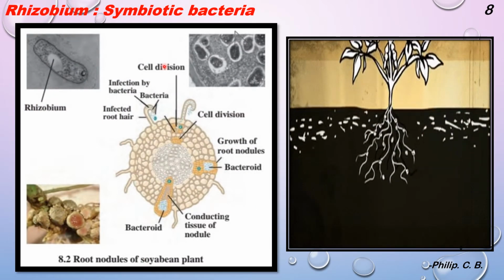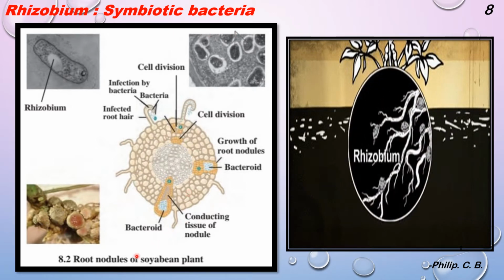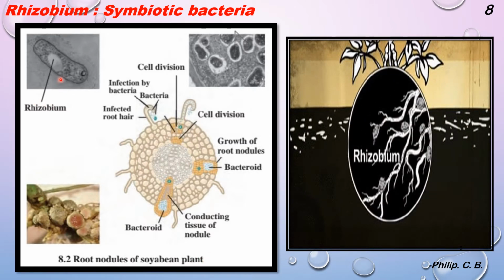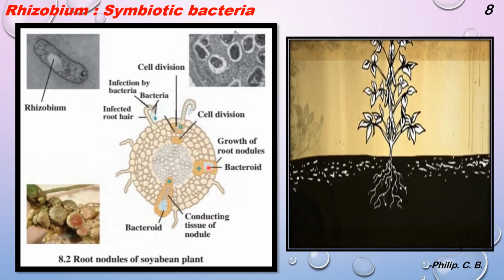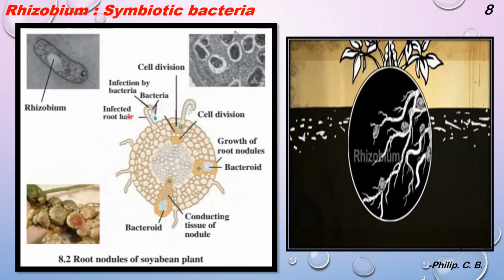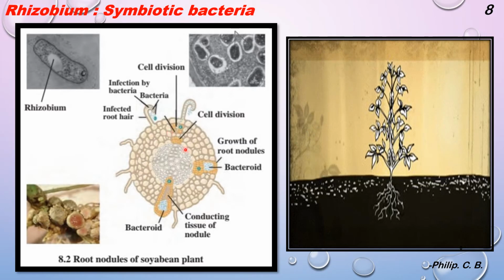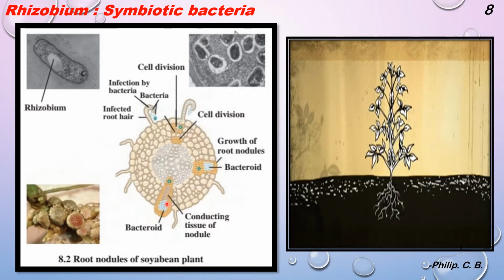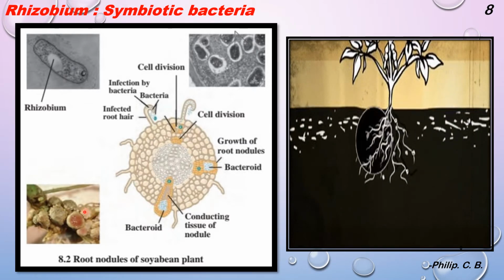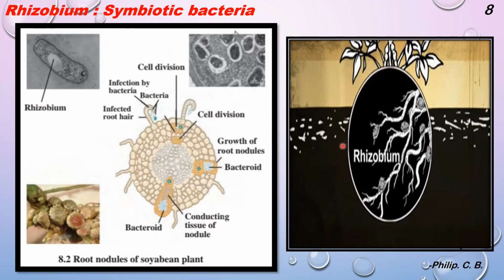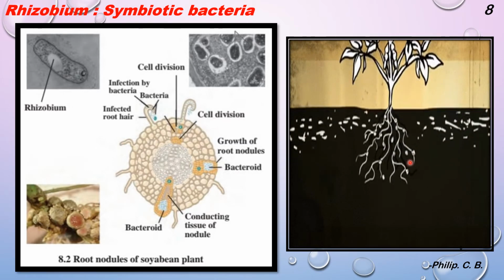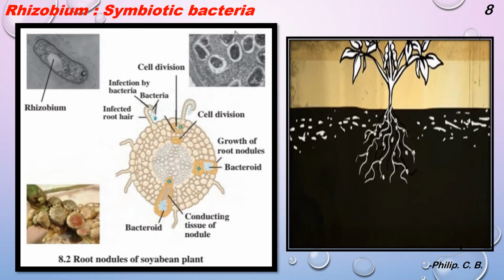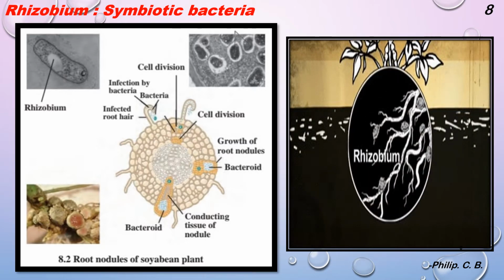Moving further, Rhizobium, the symbiotic bacteria. This is figure 8.2 from the text, root nodules of soybean plant. You can see Rhizobium, the inner part of the root section, where you can see infected root hair, infected by bacteria, the cell division, growth of root nodules, and the bacteroid conducting tissue of the nodule. Here I put an animation image, so you can see exactly where the root nodules are attached to the root, that is the Rhizobium attached onto the root nodule, which helps in the symbiosis.